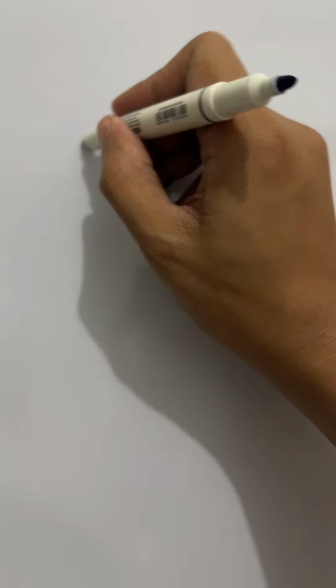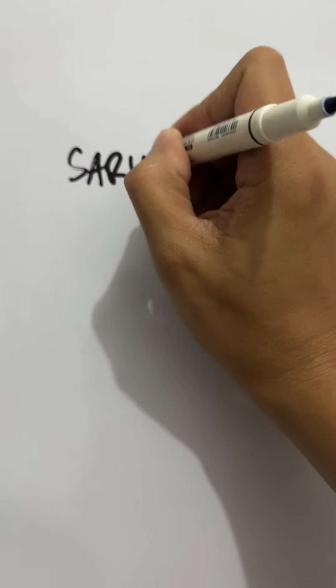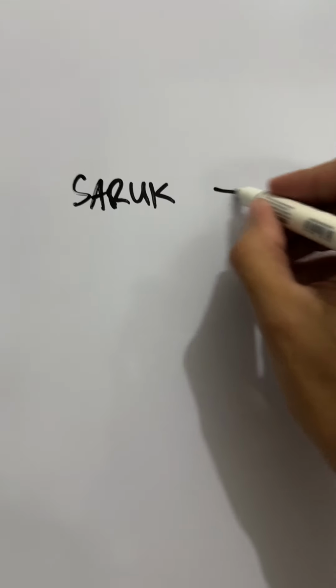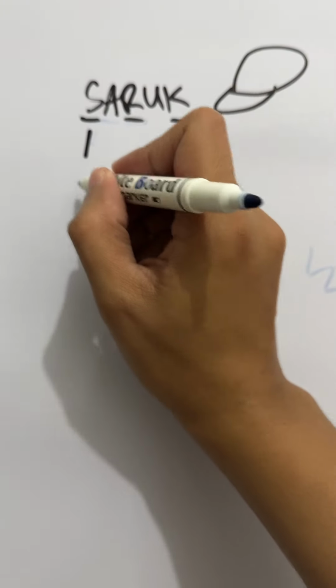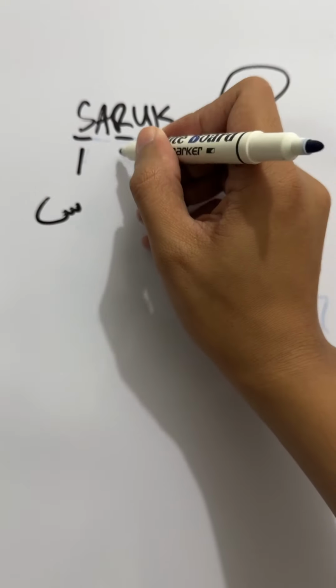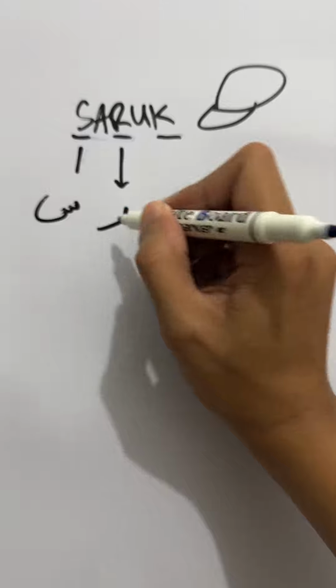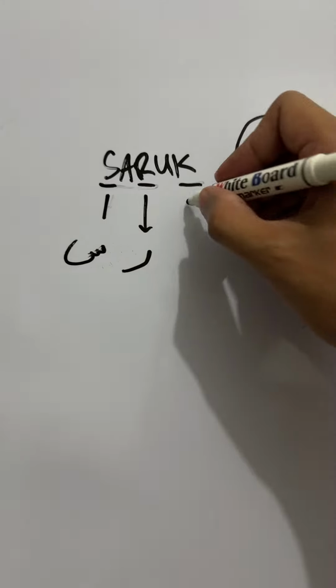Our word for today is SARUK. SARUK. It's like this. It's a cat. Okay. So we have 1, 2, and 3 consonants. Sin, sa is written as sin. Then we have ra. This is how you write ra. And then ka.